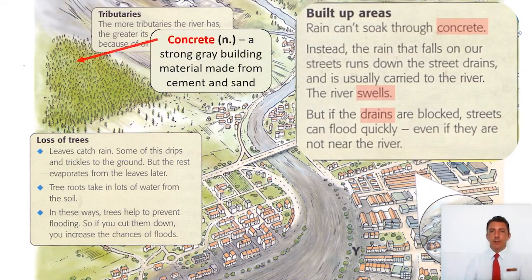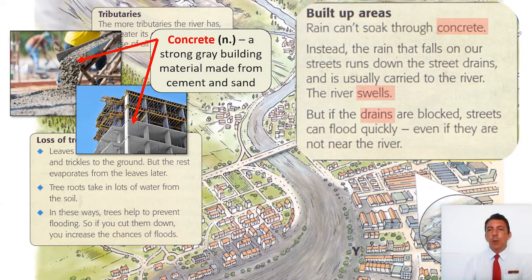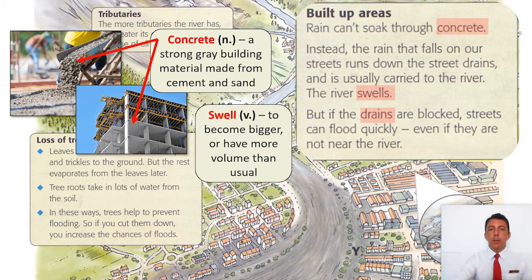Built up areas, this means towns and cities. Rain cannot soak through concrete. Concrete is impermeable. Now, concrete is a strong grey building material made from cement and sand. So, if rain cannot soak through the concrete, instead, the rain that falls in our streets runs down the street drains and is quickly carried away to the river, and this causes the river to swell. Swell means to become bigger or to have more volume than usual.